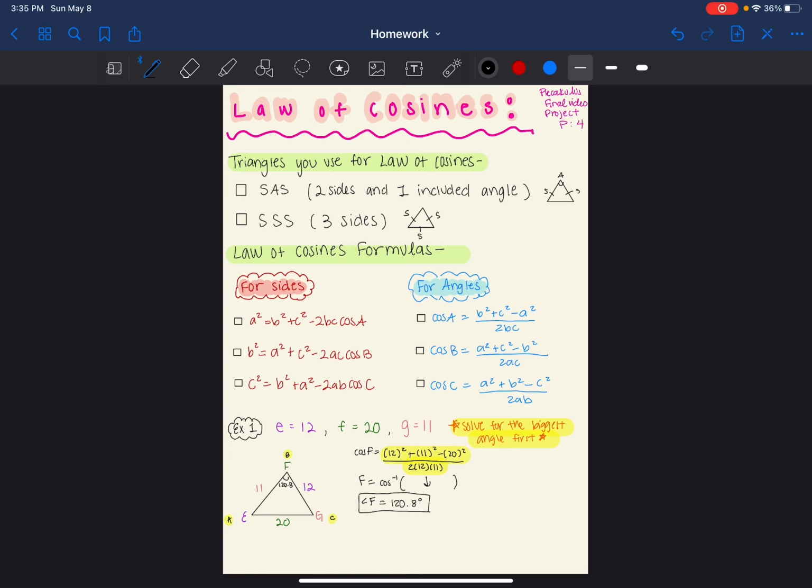And lastly, remember that a triangle's angles always add up to 180 degrees. Therefore, what you can do is just add up the angles that you have found and subtract that from 180. So in that case, angle E is equal to 180 minus 120.8 degrees plus 28.2 degrees. Plug that into your calculator and angle E should be 31 degrees.